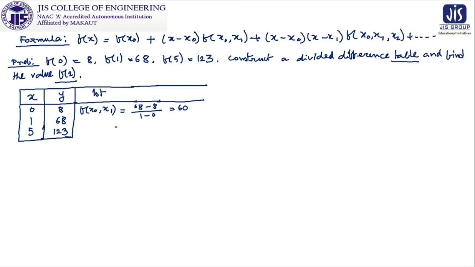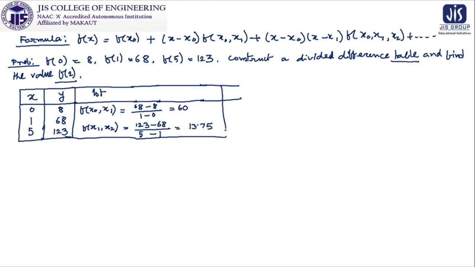In a similar manner, when we go for the next difference, it is x1 x2, and it will be 123 minus 68 by 5 minus 1. So we get 13.75. So immediately all of you can identify that if the table has some more numbers, the length of the table is obviously higher than this one.